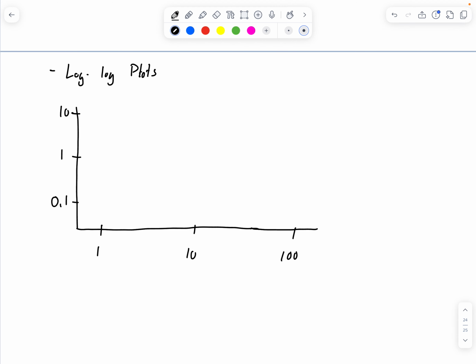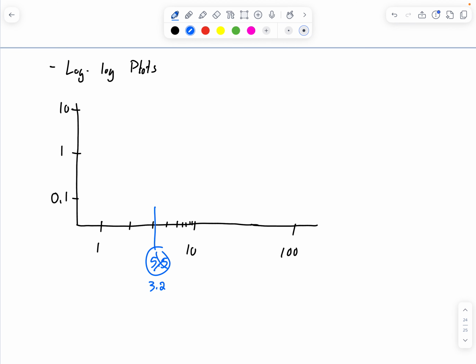Now, sometimes there's also smaller ticks on the scales that give you further information about where you are. So for example, you might have scales here, 2, 3, 4, 5, 6, 7, 8, 9. So this tells you that when you pick sort of the middle line between 1 and 10, that's not going to be the midpoint between 1 and 10. That's not going to be 5.5. It's going to instead correspond to about 3.2. That's going to be your value right there.